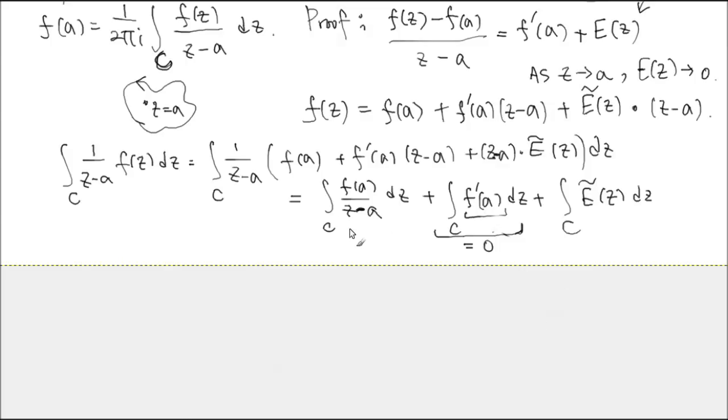How about this one? F of a is a constant, right? Before it was f of z. Now f of a is a constant. Can we pull that out, f of a there, and just integrate 1 over z minus a, where c is going around this a? We know this thing, right? What is that? 2 pi i. We got the answer right there: 2 pi i f of a. Isn't that Cauchy's formula? Right?